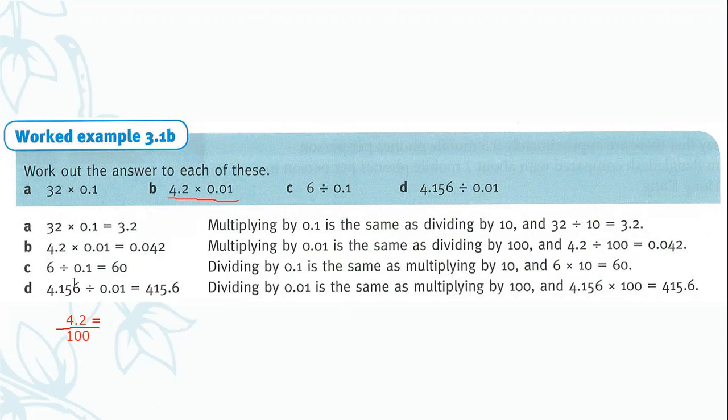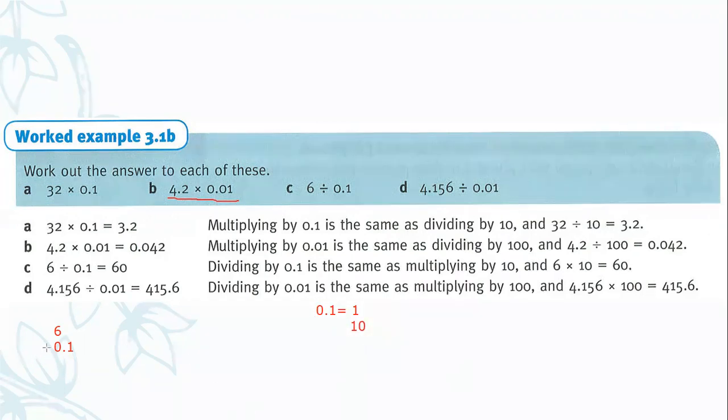Now the next one is 6 divided by 0.1. Oh, here on the top it's multiply, but here it is divide. So they are talking about 6, then divided by, sorry, here divided by 0.1. I will show you. As I told you before, 0.1 is equal to 1 by 10.